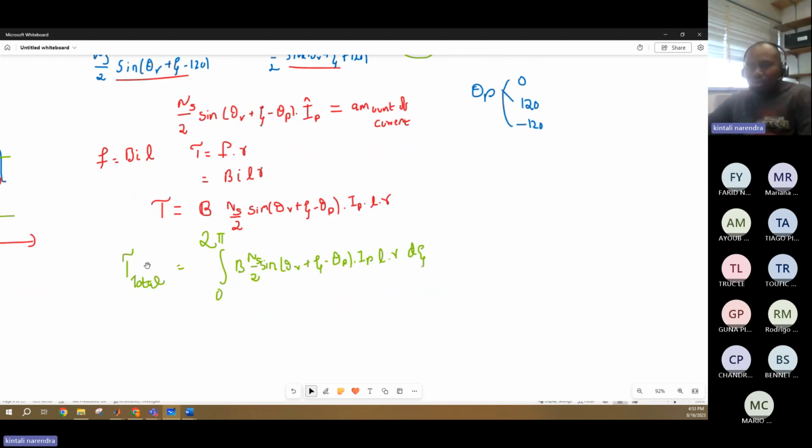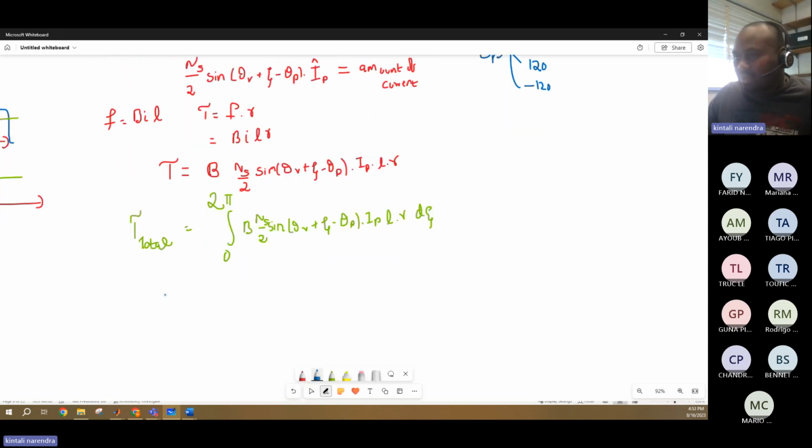So this is the total torque which is being exerted on the rotor. Now you need to integrate it from 0 to 2 pi. I'll give you the notes, which have the integration. Then we will get this magnetic field Ns by 2 sine of theta s minus theta r into Ip cap L into R into pi, when you integrate it from 0 to 2 pi d zeta. This one you need to integrate.